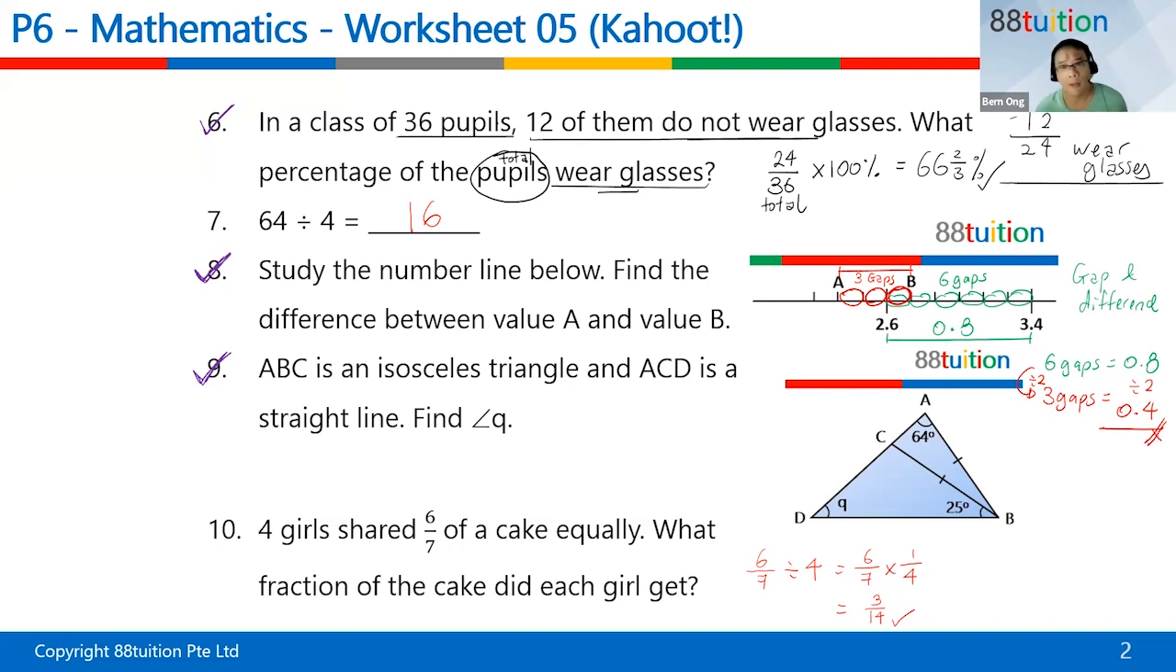Understand or not, children? Not every time do you have to find 1 gap. If it's more convenient to find 3 gaps from 6 gaps, that's just fine. 6 divided by 2, this number divided by 2. This is okay.